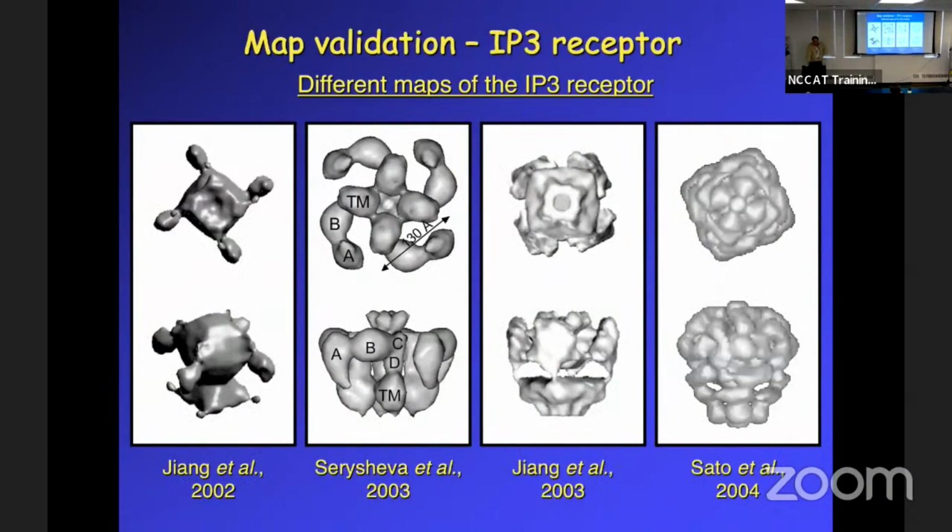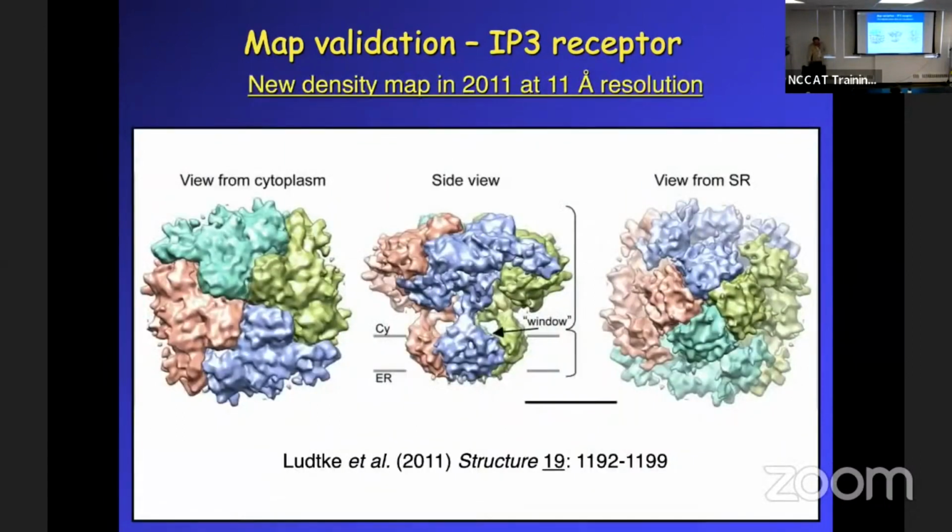So this is the bad boy in the field, the IP3 receptor. And then later on, they did another structure in 2011 at 11 angstrom resolution. So now the IP3 receptor looked like this. But because of the really bad history of this protein, they did pretty much everything they could to verify and validate whether this map is correct.